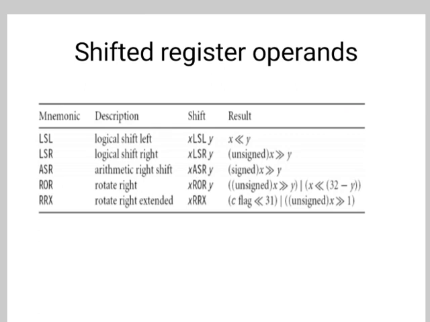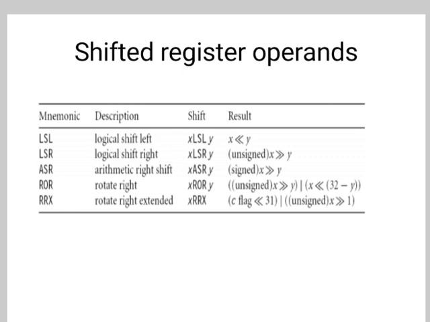Next is ASR, that is arithmetic shift right by 0 to 32 places. Fill the vacated bits at the most significant end of the word with zeros if the source operand was positive, or with ones if the source operand was negative. Next is ROR, that is rotate right by 0 to 32 places. The bits which fall off the least significant end of the word are used to fill the vacated bits at the most significant end of the word.